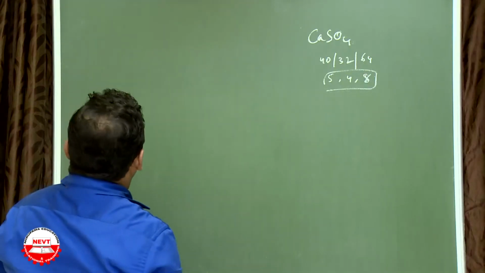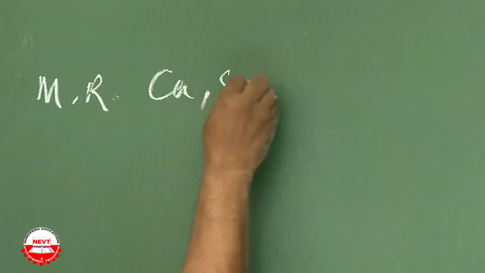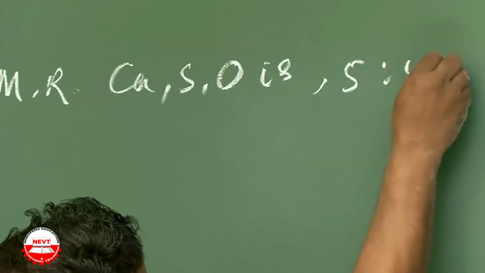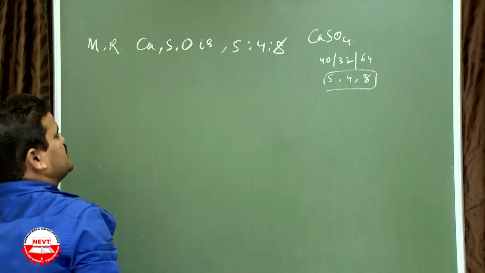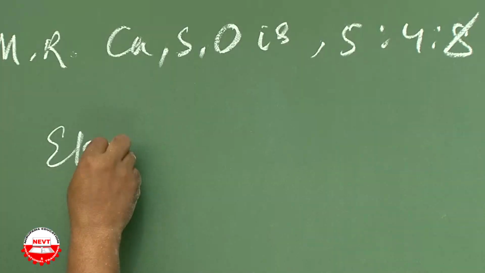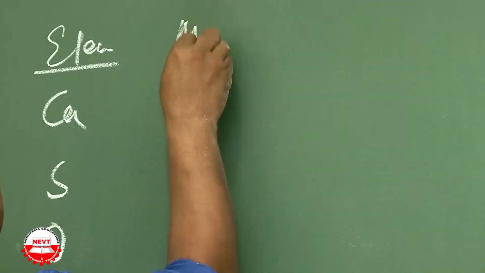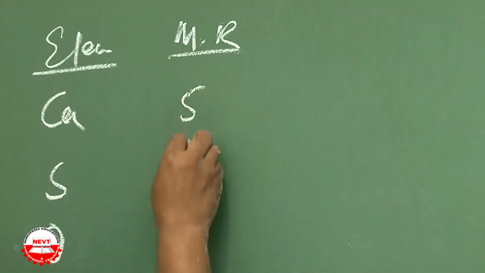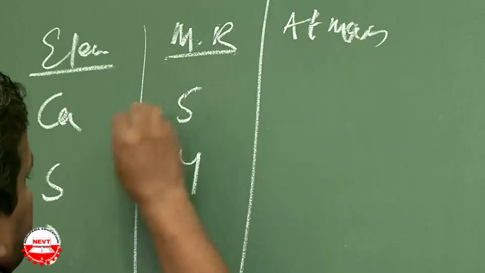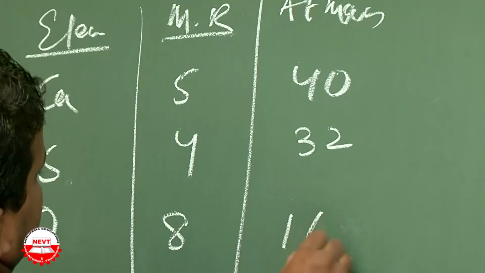Another question we have discussed here: the mass ratio of calcium, sulfur and oxygen is 5:4:8. Find the molecular formula. In the same manner we will do it. First write the elements: calcium, sulfur and oxygen. What is the mass ratio? 5:4:8. What is the atomic mass? Calcium has 40, sulfur has 32 and oxygen has 16.